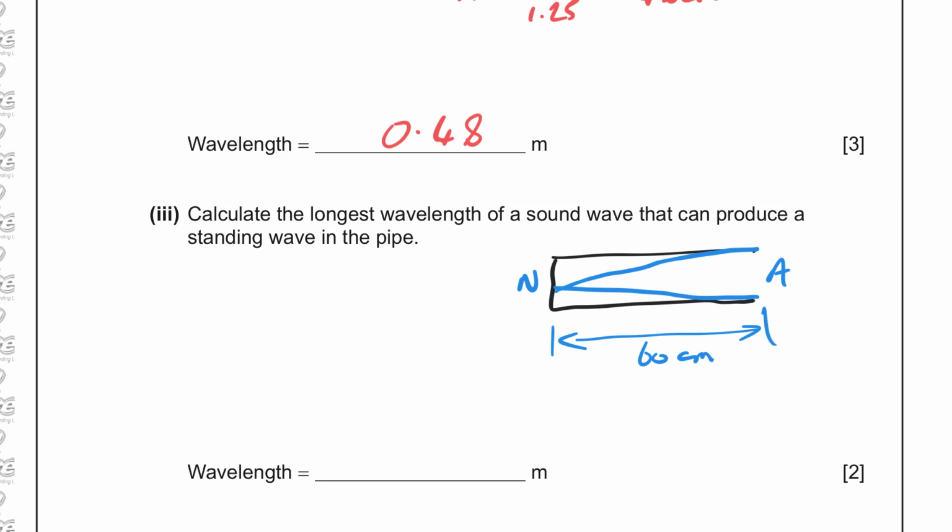So in this position we only have a quarter of a wave, and that's equal to 60 centimeters. So lambda over 4 equals 60 centimeters, and lambda equals 60 times 4. So that's 240 centimeters, which would be 2.4 meters.